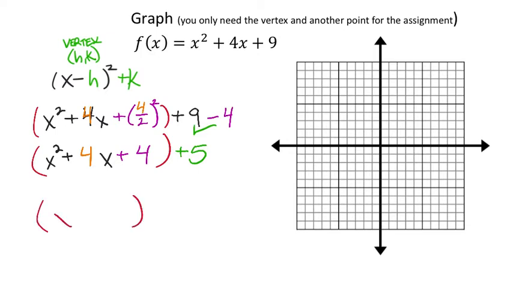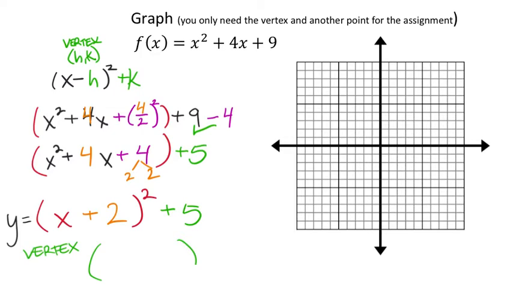Again, I'm expecting this to be x added or subtracted something, squared, and then still have the plus 5 on the outside. So for 4, what two values multiply to 4 and add up to positive 4? It's just 2 and 2. Now it's a positive 2, which you would have gotten from 4 divided by 2 as well. So to complete this equation, I will now write the y equals stuff, but I now have my vertex, at least, which is one of the values you will need on the assignment. It's not just 2, it's negative 2, and then 5. So that's my x and y value.